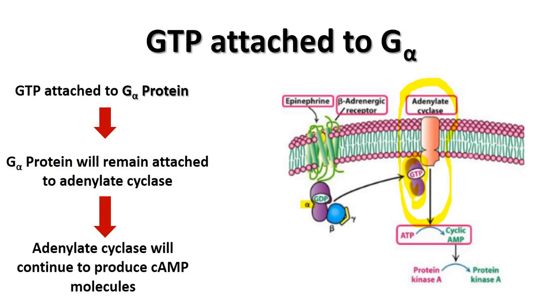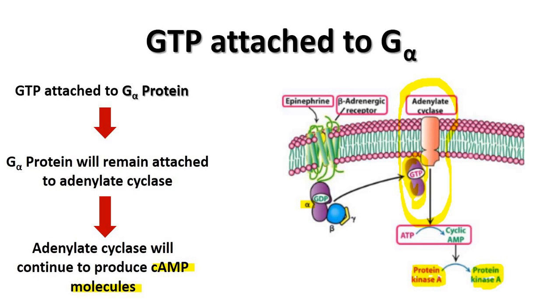This way, once the GTP bound alpha form is bound to the adenylate cyclase, the adenylate cyclase will continue to produce cyclic AMP molecules. And you know, cyclic AMP is the one which converts inactive protein kinase A to active protein kinase A. So this was the story from the epinephrine signaling pathway.